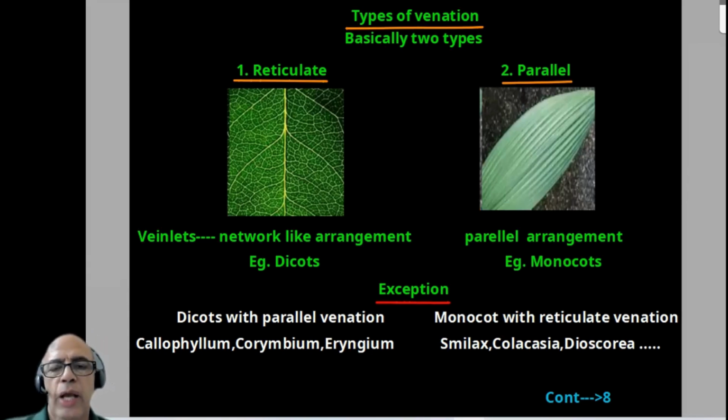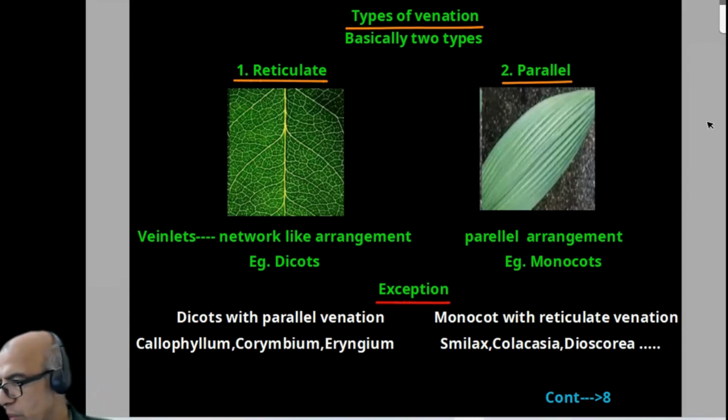Examples are plants like Calophyllum, Corymbium, Eryngium. In the same manner, monocot with reticulate venation. Typical examples are Smilax, which we have learned in Liliaceae, Colocasia, and Dioscorea. I think the page is clear. Now we can proceed to the next page.